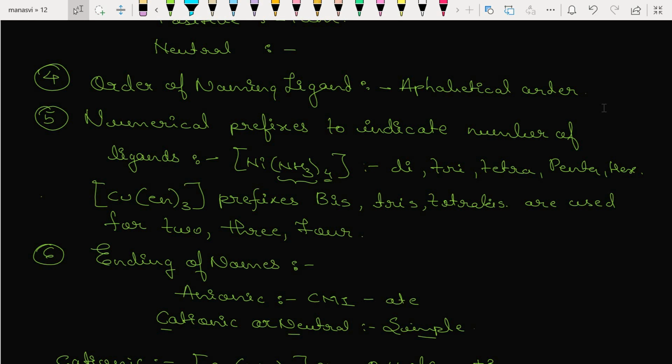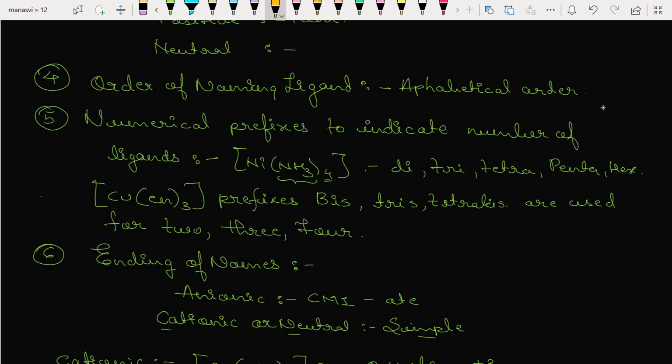Okay. Now, here we have 4 NH3 attached to the Ni. So, I am going to use the prefix tetra. So, the word is going to be tetraamine nickel. Tetraamine nickel. Mind that di, tri, tetra, penta, hexa are used for the monodentate ligand.